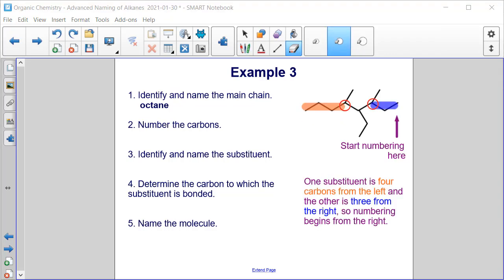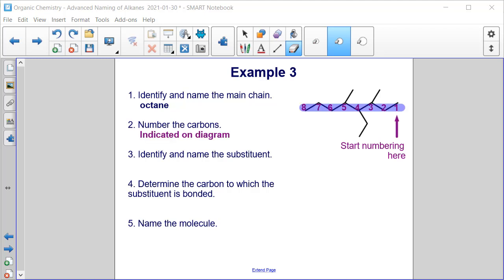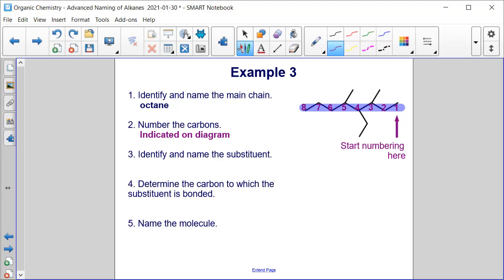All right, so if we start from the left, this one substituent is 4 carbons from the left, and this substituent is 3 carbons from the right. 3 is less than 4, so we start numbering from the right. All right, so indicated in purple on the diagram is our numbering from 1 to 8, starting from right to left. Now, step 3, identify and name the substituent. So I'm going to circle them. Here's one. Here's another. And here's a third. So they're not all the same, right?